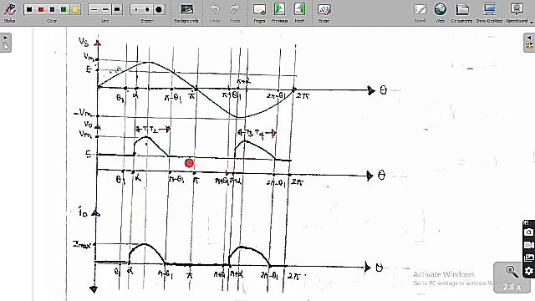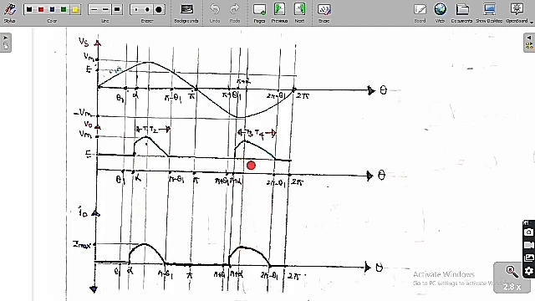Again, from pi to pi plus theta 1, as I have already told you, we have not triggered T3 and T4. As the source voltage is lesser than the value of E, they are in the reverse blocking mode, so they are off. Therefore the output voltage is equal to E and the output current is equal to 0. Whereas from pi plus theta 1 to pi plus alpha, even though the source voltage is greater than the value of E, they are in the forward blocking mode. Because of that, the output voltage is equal to E and the output current is equal to 0 here also.